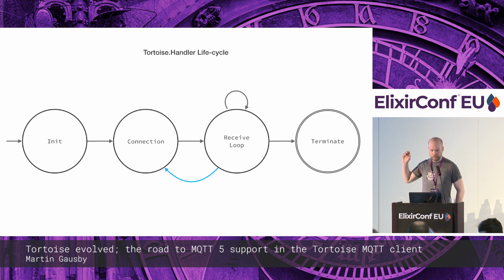And dropping the connection is not necessarily the end of the world. We can reconnect in MQTT. If we reconnect with the same client ID, we can take over the previous session. So in that case, dropping the connection will just go back to the connection phase, and then we will get back to the receive loop. Actually, I should probably have had an arrow from connection to terminate as well.